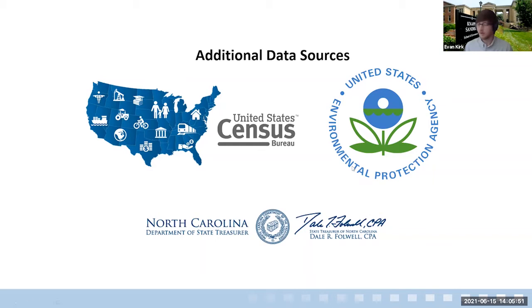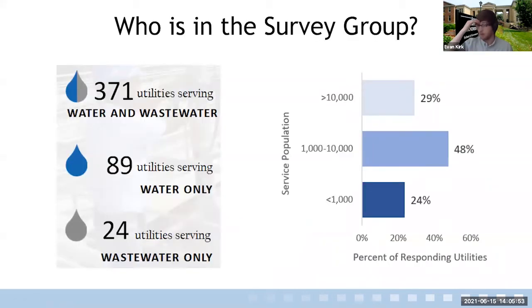So who was in the survey group this year? We had 371 systems that are both water and wastewater. We have 89 systems that are water only and 24 systems that are wastewater only. And we have a good mix of systems by size.